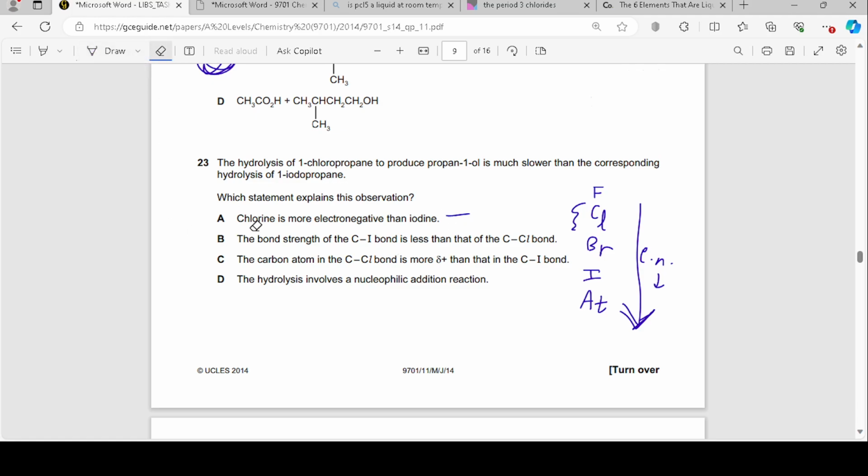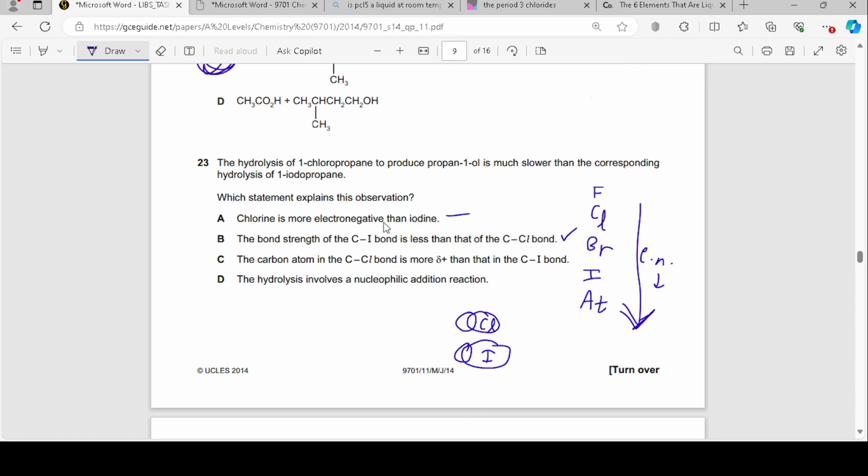Is the question. Hmm. Bond strength of the C-I bond is less than that of the C-Cl bond. Think about this: if you have carbon and then iodine versus chlorine, you can see that iodine is a much bigger atom compared to chlorine. If it's a bigger atom, the internuclear distance is greater, so the bond length is greater, which means the bond strength is less. So the bond strength of the C-I bond is indeed less than that of the C-Cl bond.